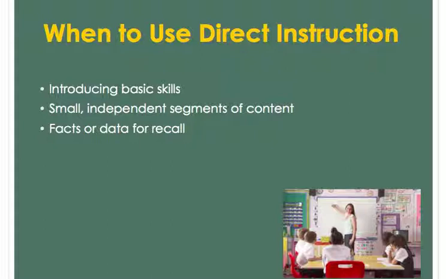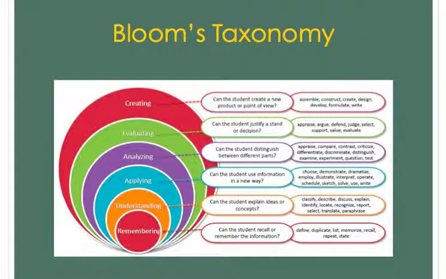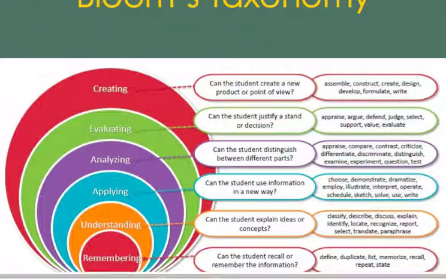It's great to teach, for example, if I were teaching the 4 environments of California, that's this small, independent segment of content that would be easy for me to do. But if you look at Bloom's taxonomy, and let me put this here, Bloom talks about these 6 different levels of what we have students do.